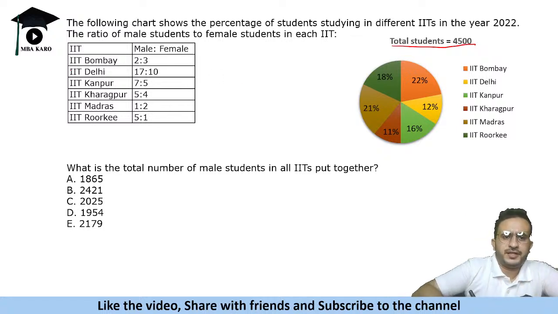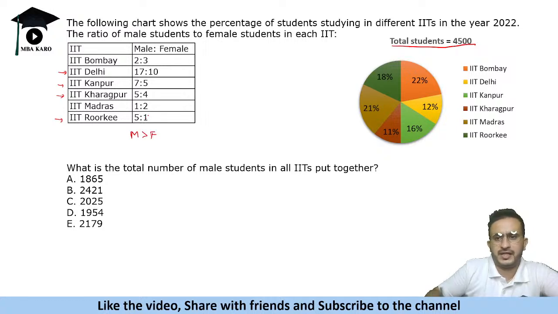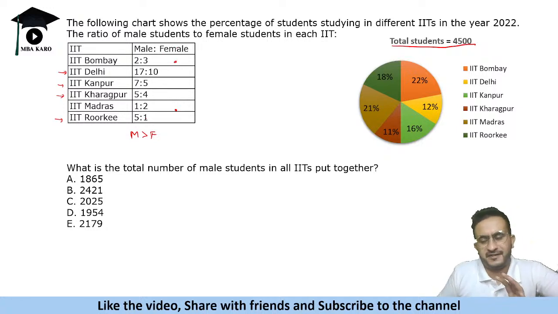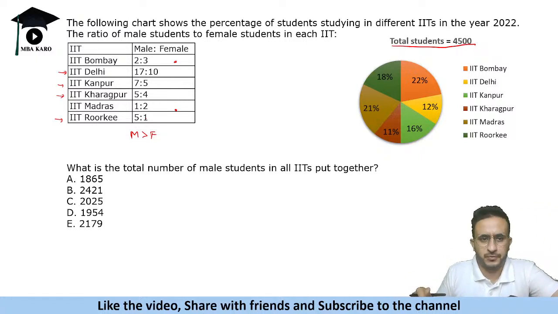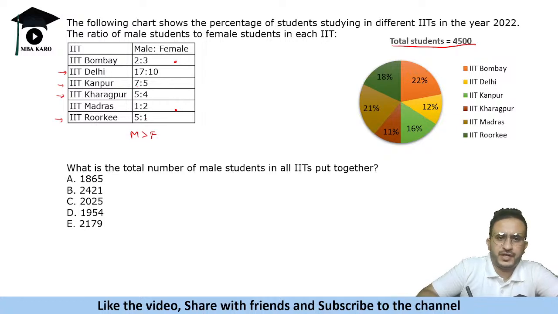Okay. Now if you see IIT Delhi, IIT Kanpur, IIT Kharagpur, IIT Roorkee, they have male more than female. Okay, and especially in IIT Roorkee, that percentage is very high, like 5:1. Only IIT Madras and IIT Bombay have more females. Now from that logic, I'm not saying that it is completely correct, but it is quite a good way to attempt a question. So we know that in most of the IITs, males are more than females. In only two IITs, we have females more than male. So very likely that male might be more than female.